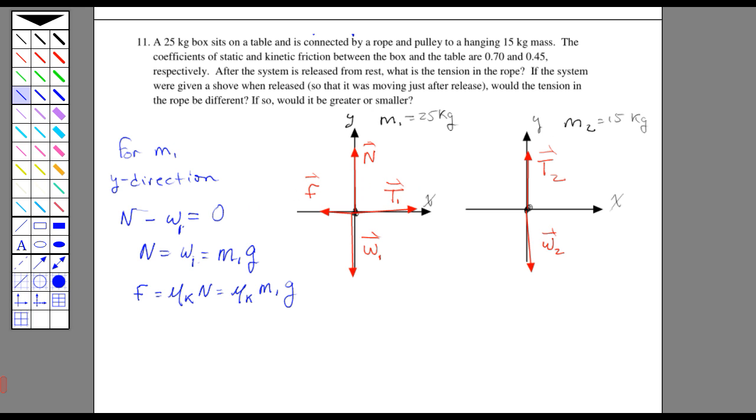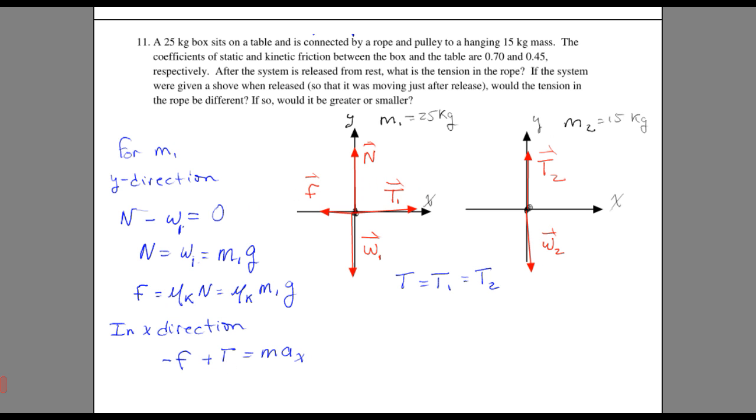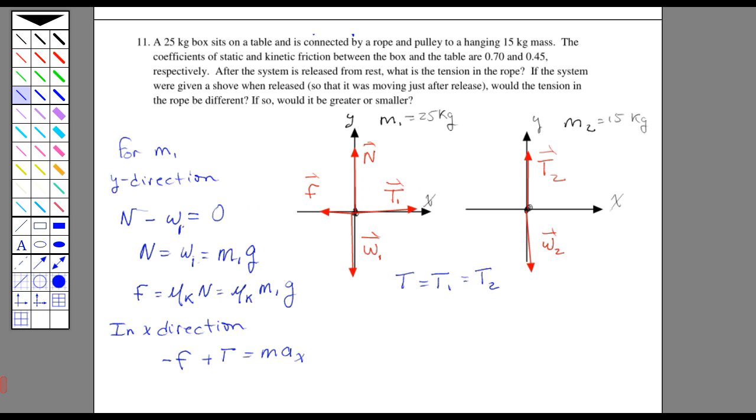Okay, so in the x direction, we have the following. We have the negative of the force of friction plus the tension force should equal, from Newton's second law, mass times the acceleration in the x direction. This should be a T1. Note that the magnitude of T1 should equal the magnitude of T2, and we'll just call this T, so we can drop the subscript 1. Alright, so there's our first equation.